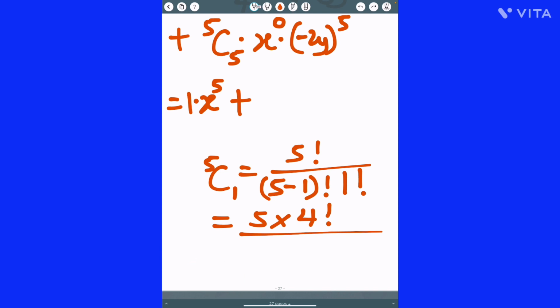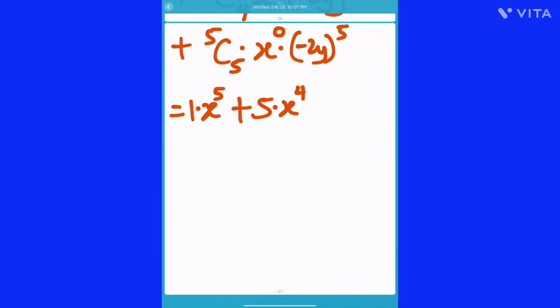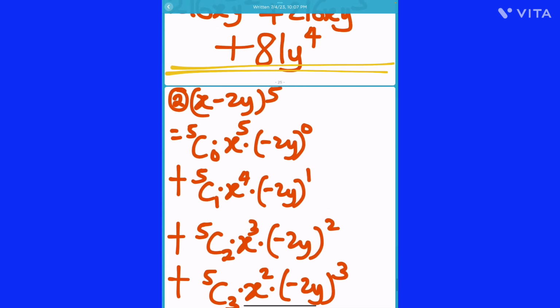Then on the denominator side, 5 minus 1 here will give you 4 with the factorial outside the bracket, 4 factorial, 1 factorial. This will cut this. 1 factorial is 1. 5 over 1 is 5. So take note of these simplifications. I will soon start speaking them. This will be 5 times x raised to power 4, then −2y raised to power 1.